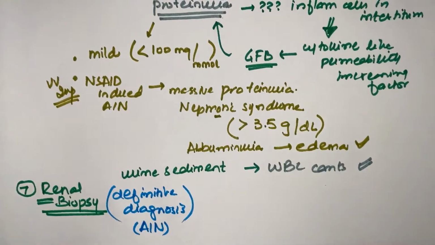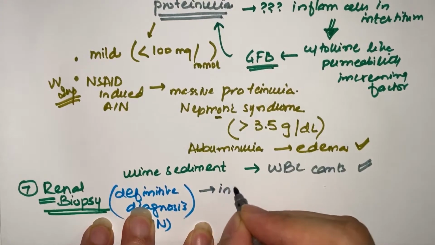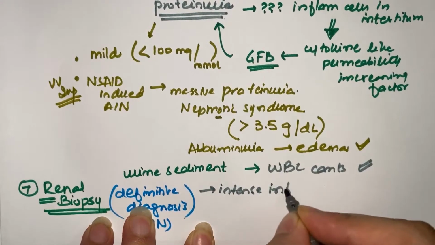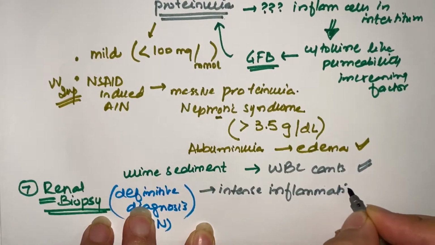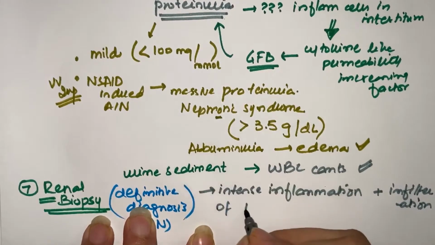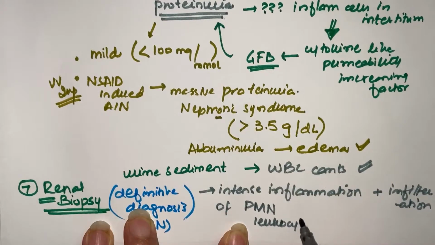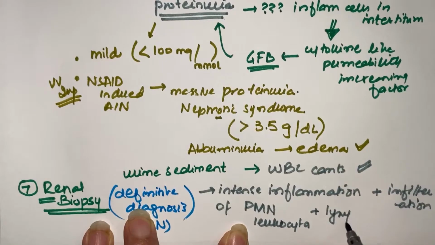Now, what you will see in the renal biopsy, it's not very common. I've explained to you the whole pathophysiology. I expect that this will already be in your mind: inflammation will be seen in the patient. So in the renal biopsy, we see intense inflammation in the kidneys, plus there will be infiltration of, of course, the white blood cells. So polymorphonuclear leukocytes plus the lymphocytes will be present there.